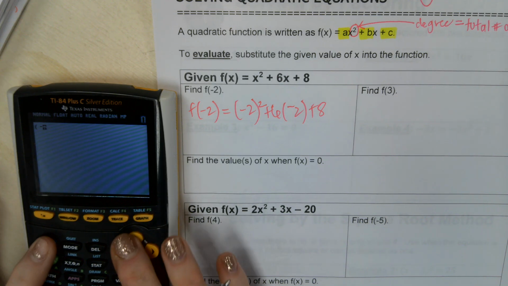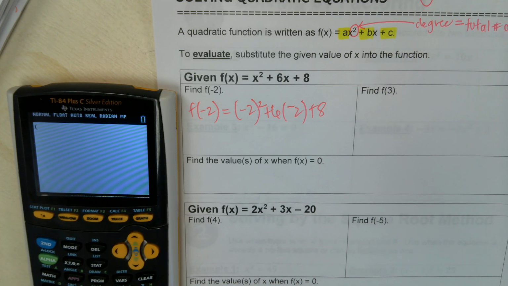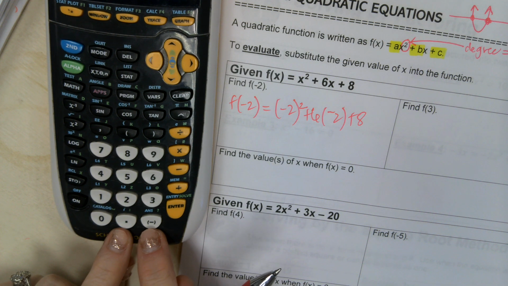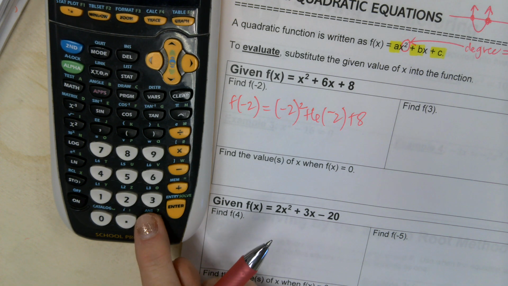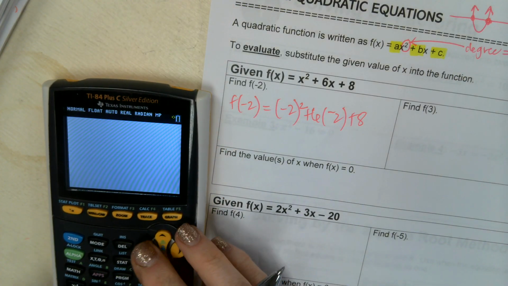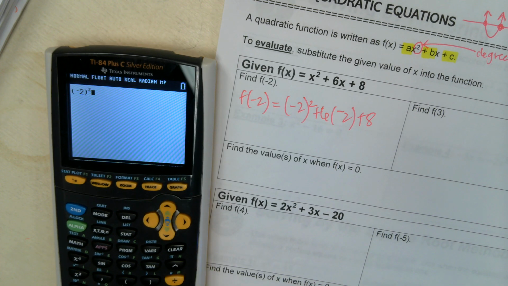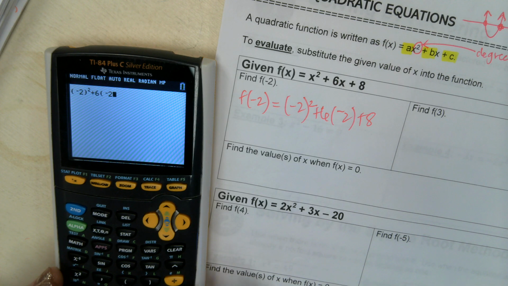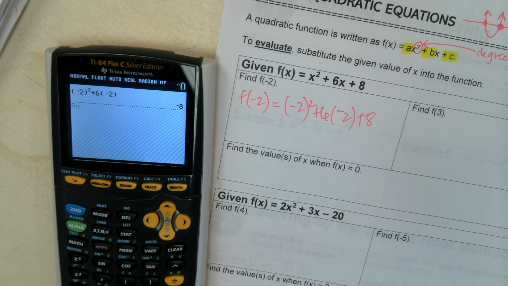Oh, you can't see that, can you? I'm going to do parentheses. Does everybody see down here by this decimal, there's a little minus sign with parentheses around it? Hit that for the negative. Don't use the minus button for the negative. Then I'm going to do the 2. So -2 squared plus 6 times -2 plus 8.